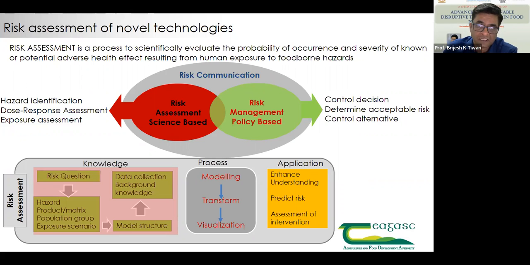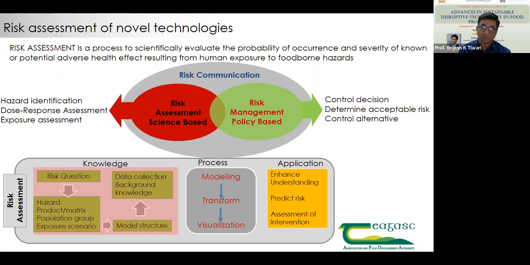So in risk assessment, there are three main important things. One is risk assessment, which is science-based. That means you identify hazard and look into dose response assessment and exposure assessment. For example, if you're using ozone in a food processing environment, what are the hazards? The hazard is ozone gas itself and the person operating it.